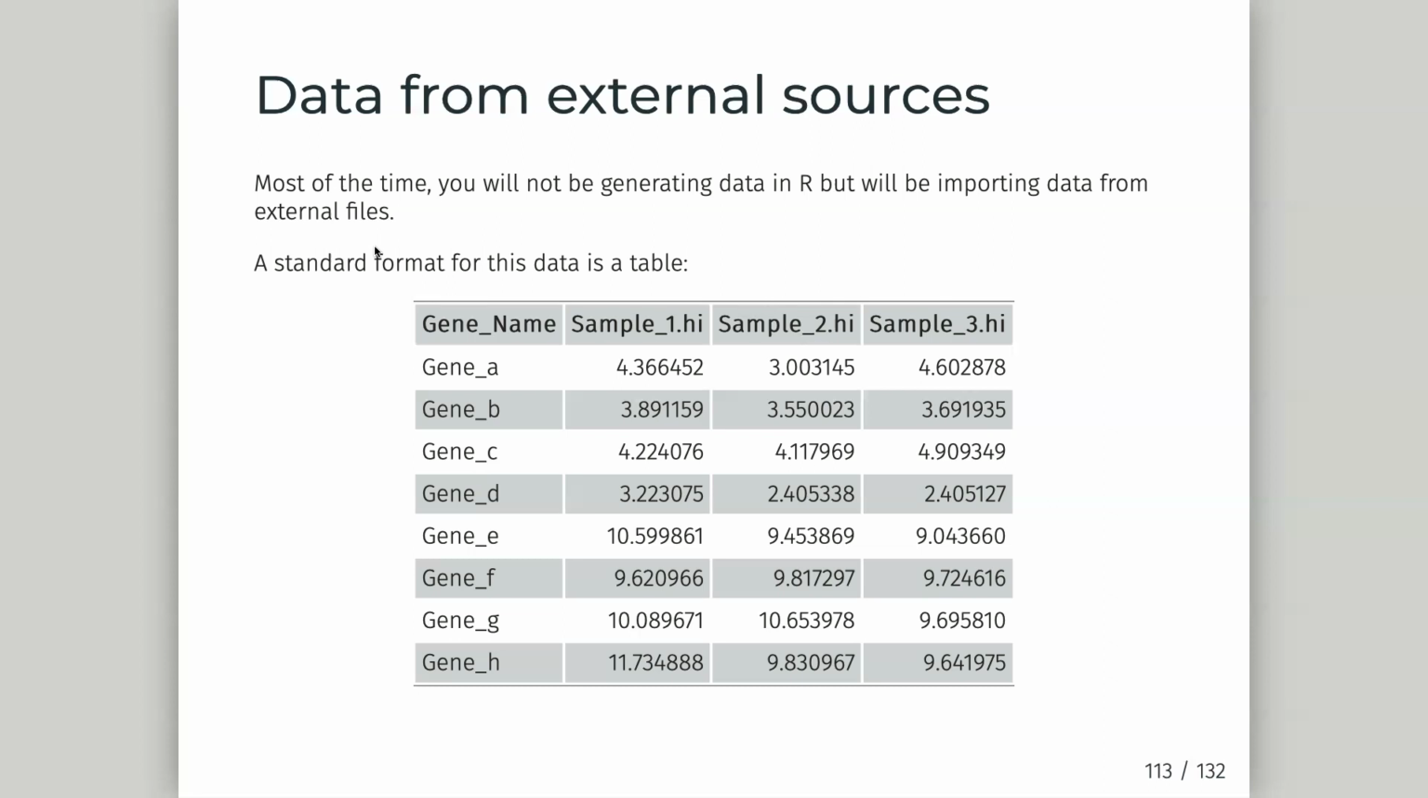A standard format for data is a table. A lot of time it's summarized in something like this, where you have the first column being gene names, or I guess it could be something like this. And then you'll have the remaining columns with your numeric signal data, and you'll have your sample names across the top. Most data looks like that in some way.